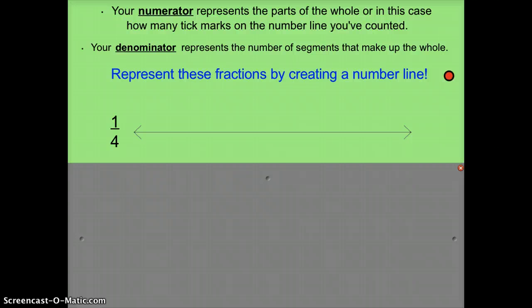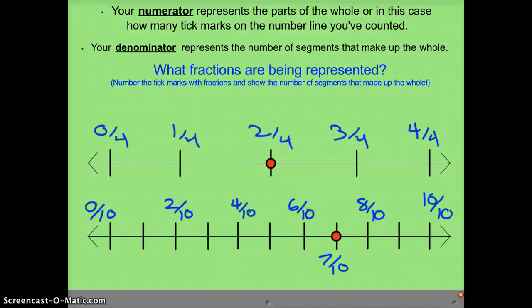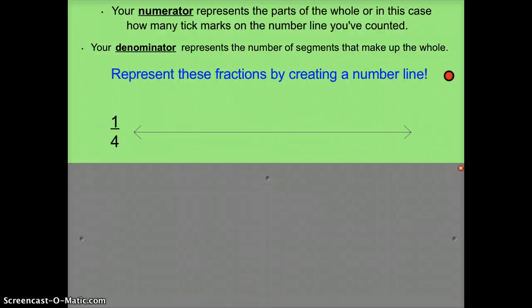One other thing, here I was supposed to identify the fractions. Here, I'm going to represent the fraction. So they're telling me the fraction is 1/4. Now I need to give it to them on a number line. So I'm going to think 1/4. That means I need 4 spaces or 4 segments. So I'm going to give myself 4 spaces.